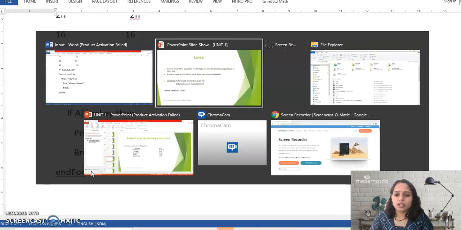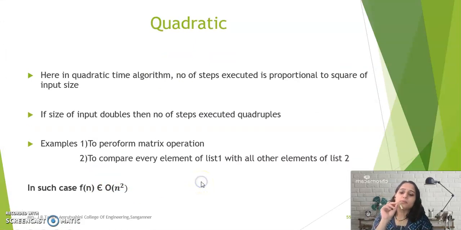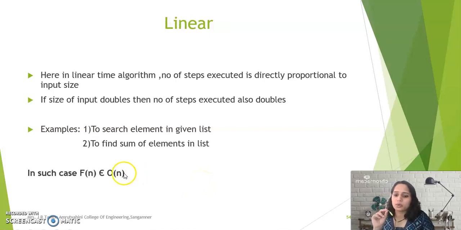That is why the time complexity is linear, and linear means in this case the time complexity will be big O of n, the maximum number of comparisons. So time complexity here means the maximum number of comparisons. So n number of times we are doing the comparison.